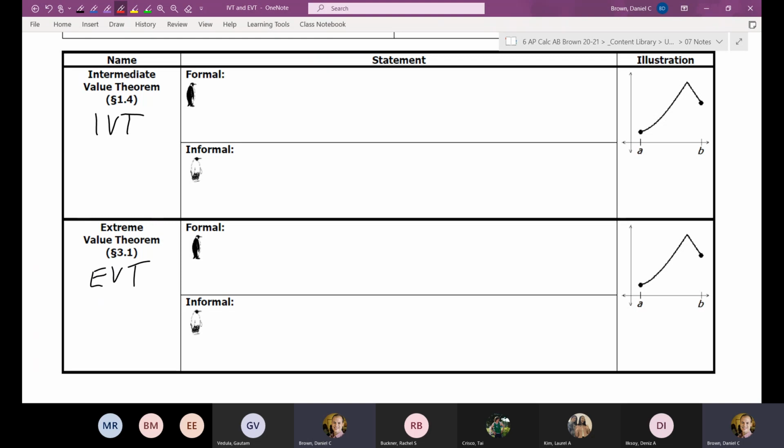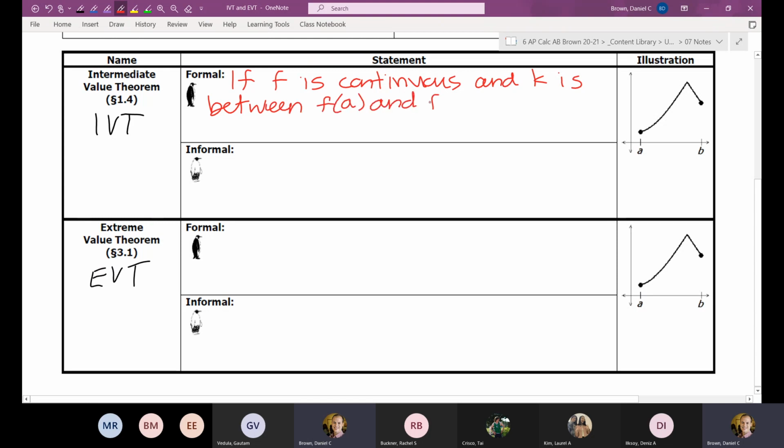So the intermediate value theorem, and again, this very mathematical definition states if f is continuous and k is between f of a and f of b, there is some c in a to b such that f of c is equal to k. So I told you, there's going to be a lot of word jumble.